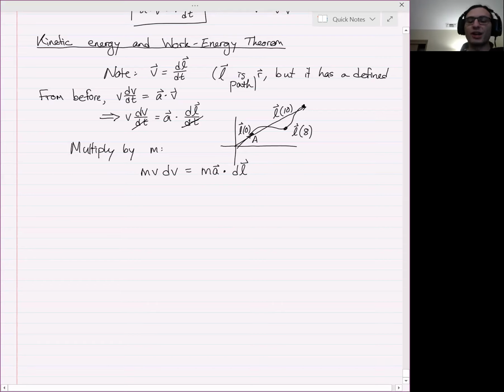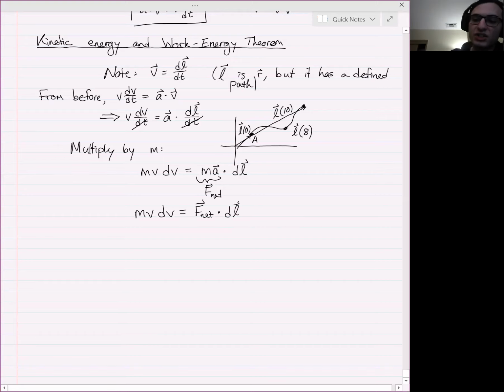Technically, this shouldn't be allowed, but this is a physics class, not a math class. And then you'll see here that we have ma. This is Fnet. So what we're left with is mv dv equals Fnet dot dl. And now you might be asking, okay, but what is dl?